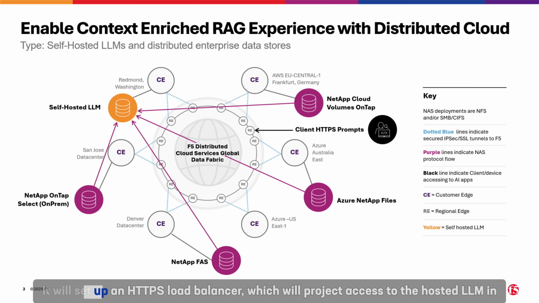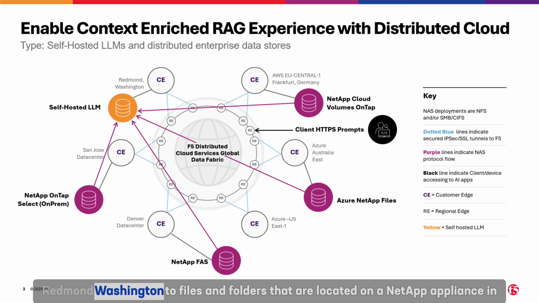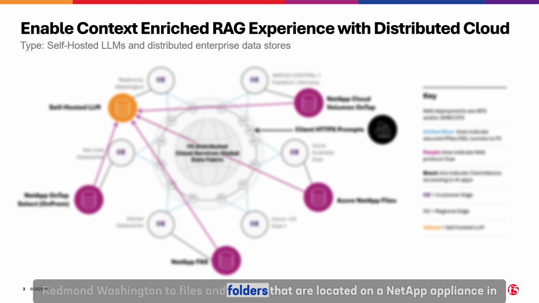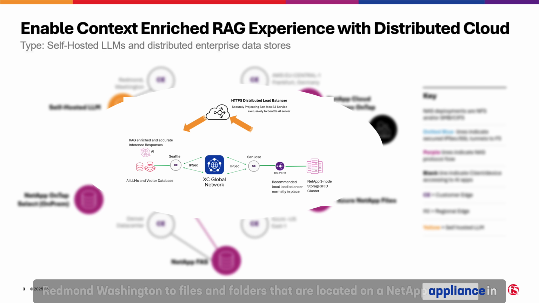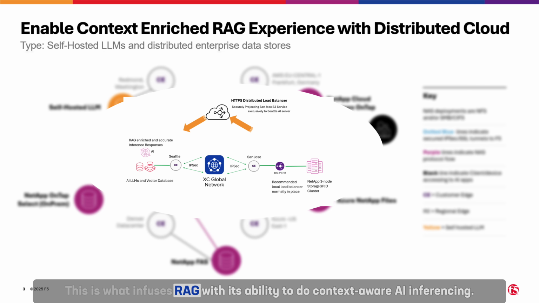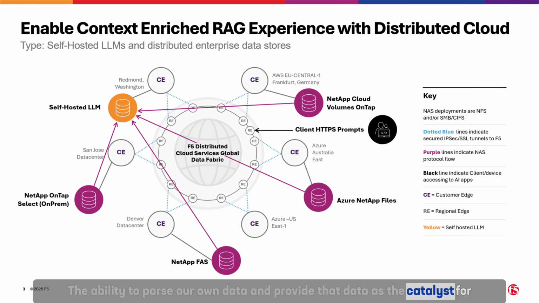It will set up an HTTPS load balancer which will project access to the hosted LLM in Redmond, Washington to files and folders that are located on a NetApp appliance in San Jose. This is what infuses RAG with its ability to do context-aware AI inferencing, the ability to parse our own data and provide that data as the catalyst for meaningful answers.